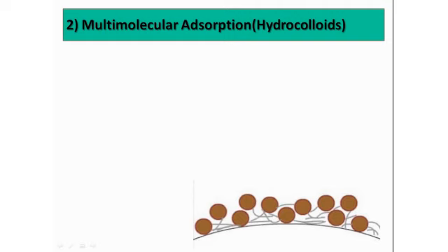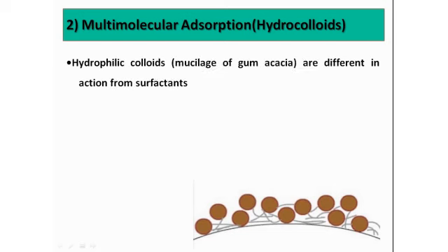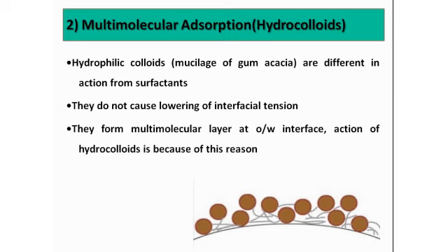The next one is multimolecular adsorption. Here the molecules don't protrude inside the oil droplets, rather they form a multilayer above the oil droplets. The hydrophilic colloid example is gum acacia. Mucilage of gum acacia is different in action from that of the surfactant. They do not cause lowering of the interfacial tension, rather they form a multilayer at the oil water interface, and the action of the hydrocolloid is because of this reason only.